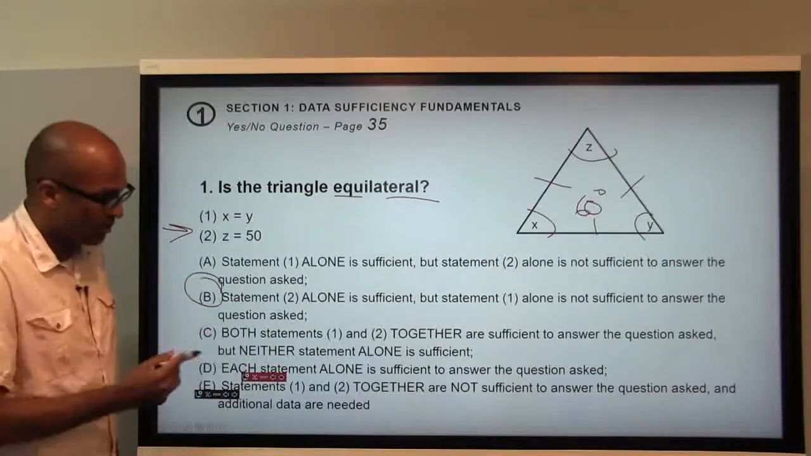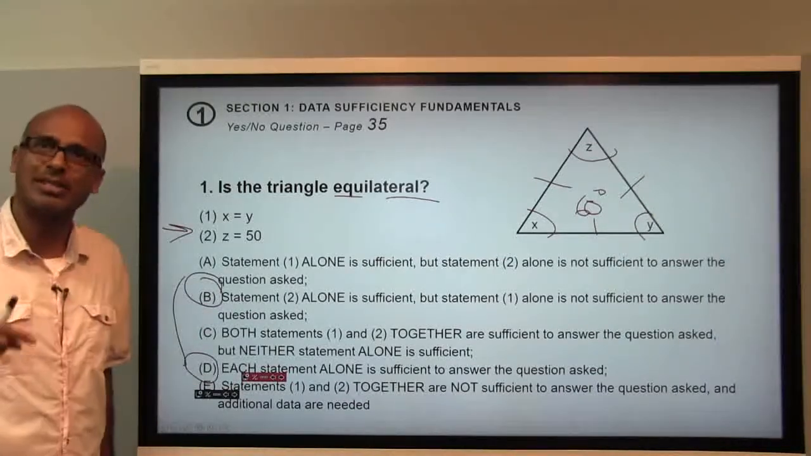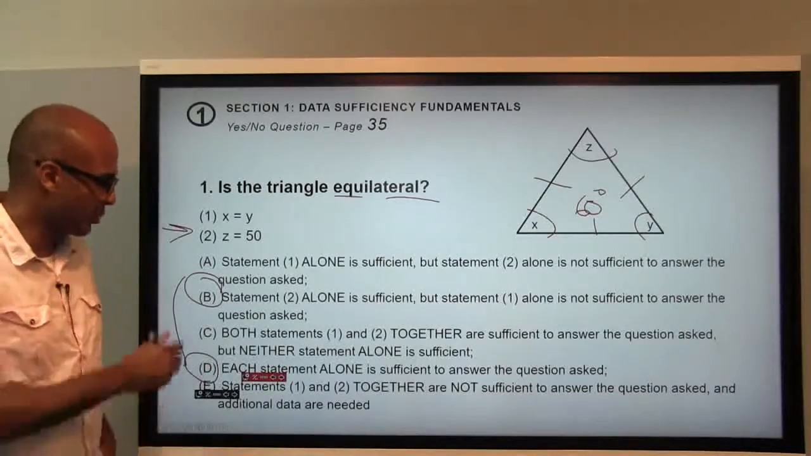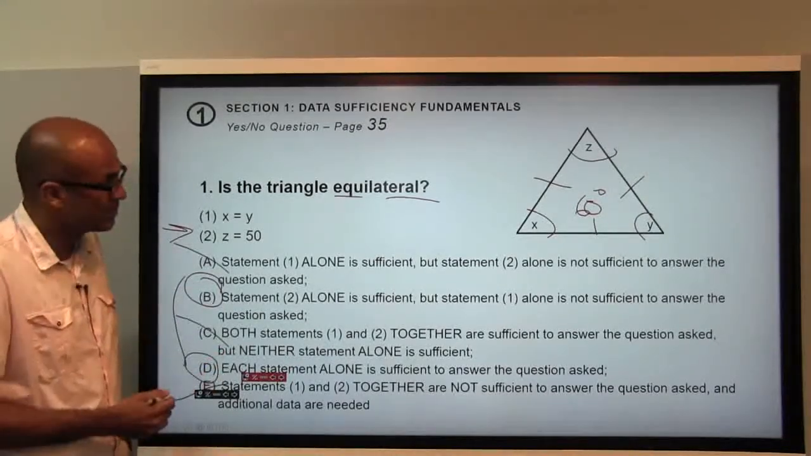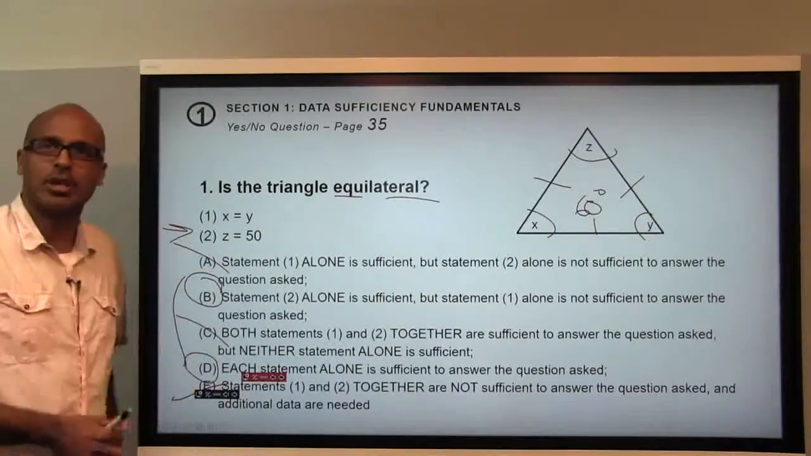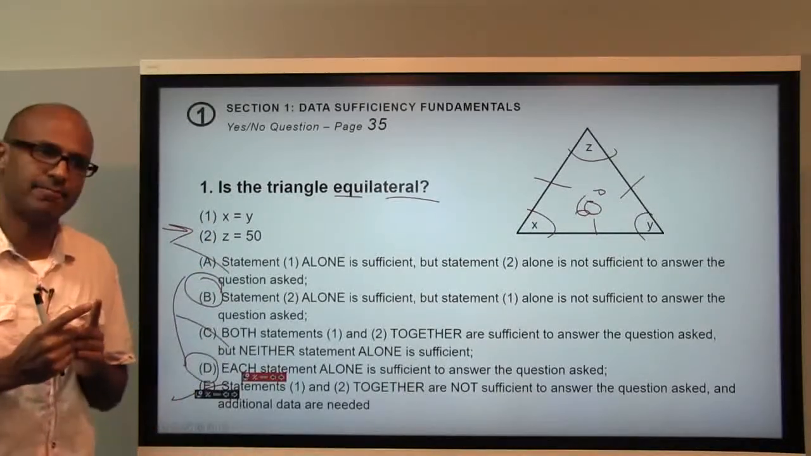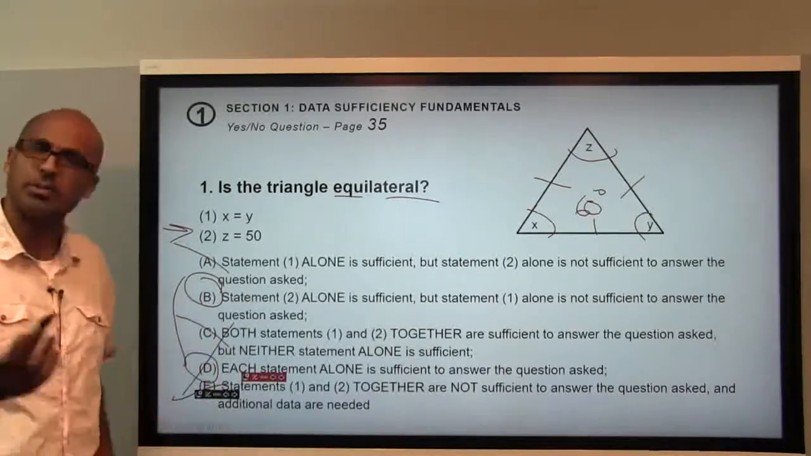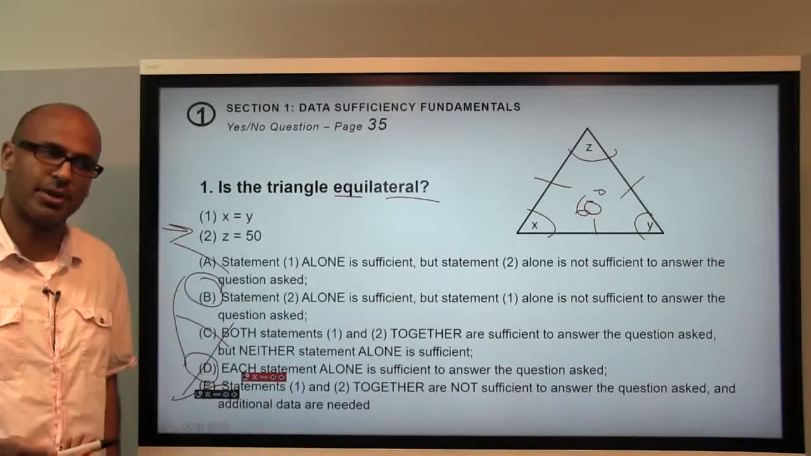So this question boils down to immediately B or D here. And so just make sure you realize that. Now if I look at statement number 1, you're telling me two angles are the same. Knowing two angles are the same is not enough to tell me that it's equilateral. Clearly choice B becomes the final answer.